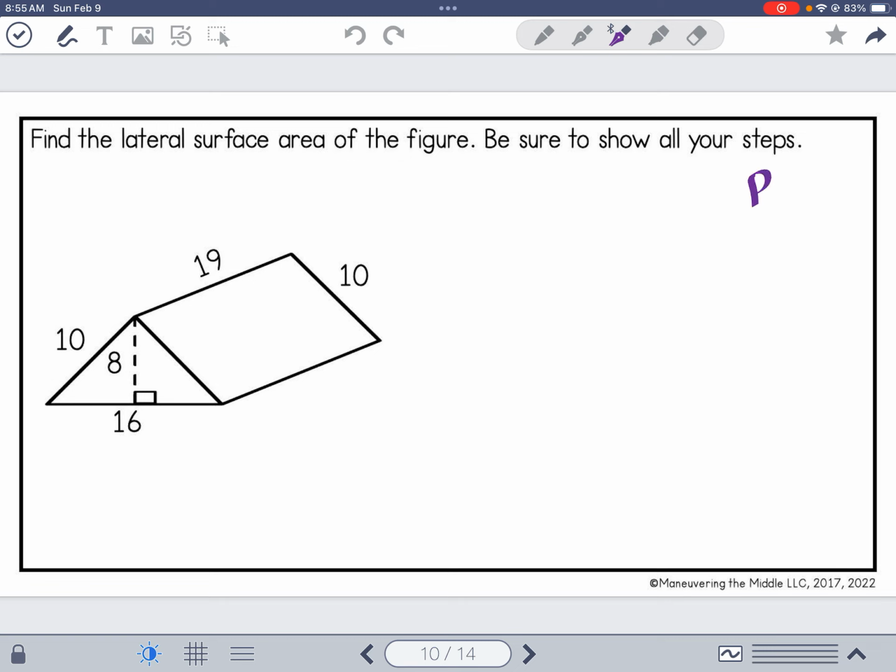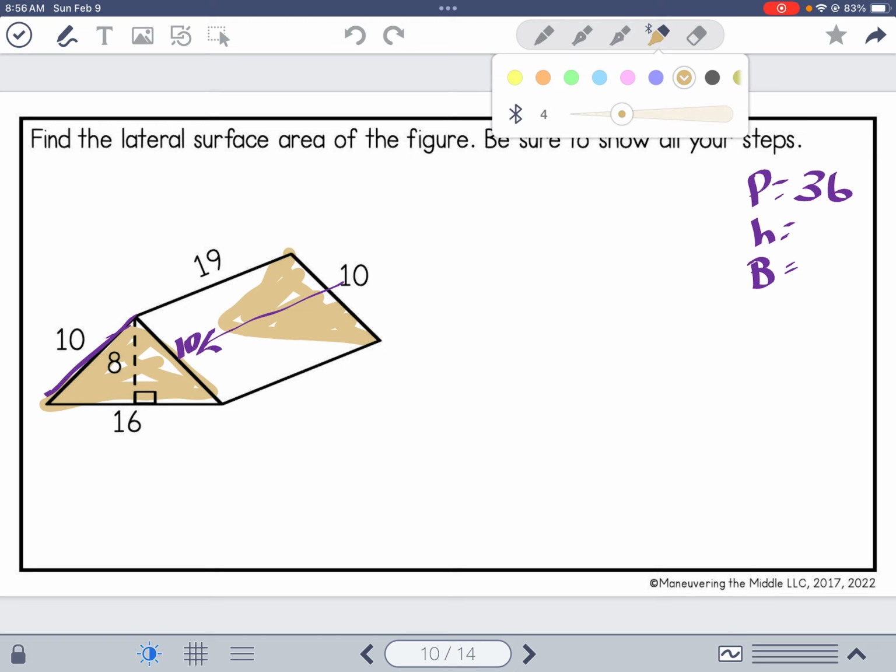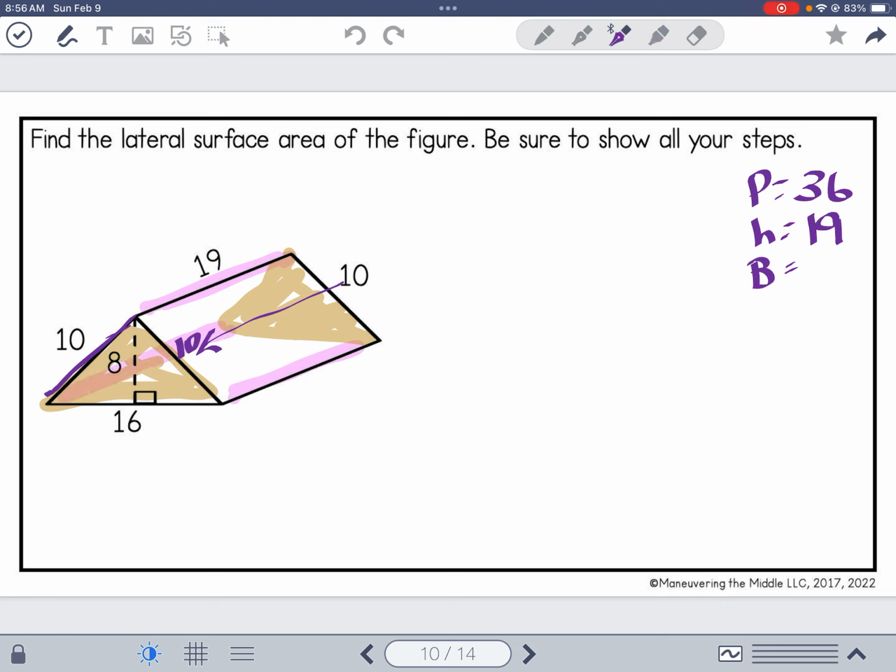So the first thing we do is P, H, big B. And again, perimeter of your base. So there's one base, there's your second base. So I know my dimensions are a 10 by 10 by 16. So 10 plus 10 is 20. 20 plus 16 is 36. So the perimeter of my base is 36. The height of my prism is the distance between my two bases. In this case is 19.